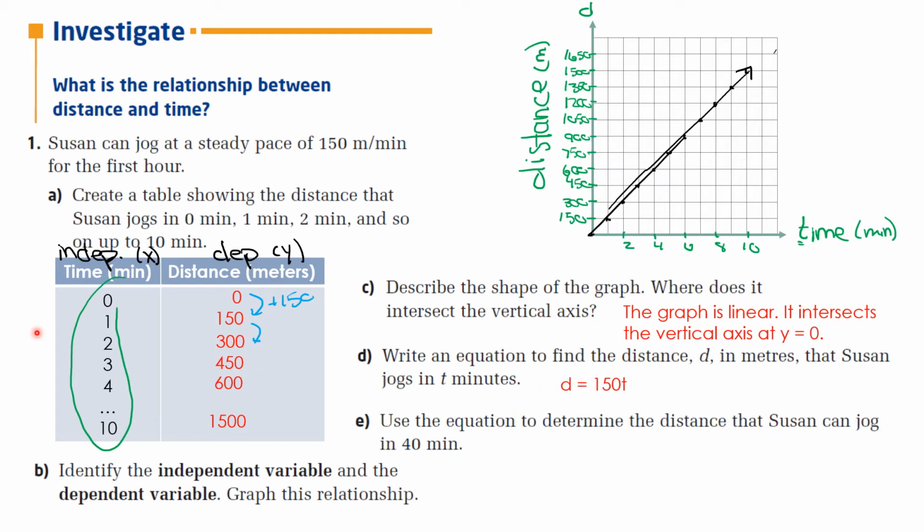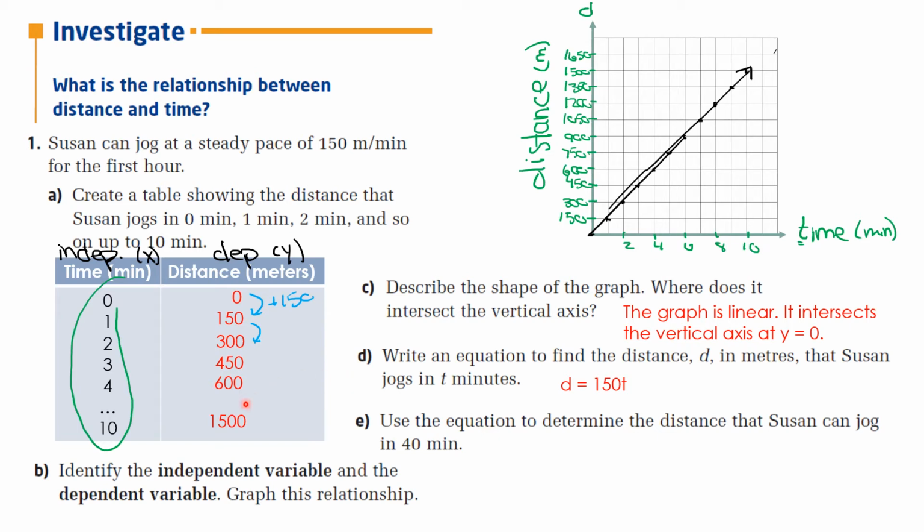Part E says use the equation to determine the distance that she jogs in 40 minutes. So I don't have 40 minutes on my graph, and it would be way off here. I can't even extrapolate what that would be because it's off the graph. But I've got an equation.